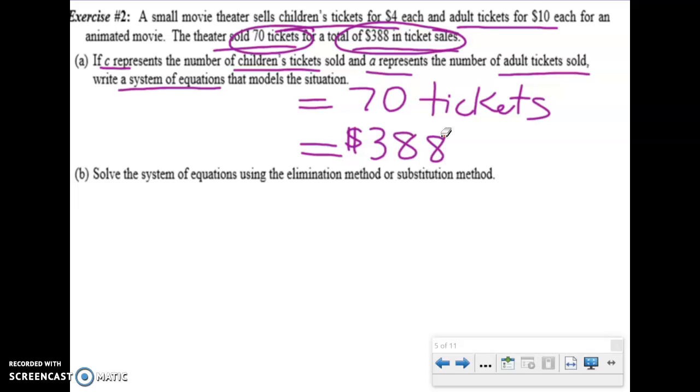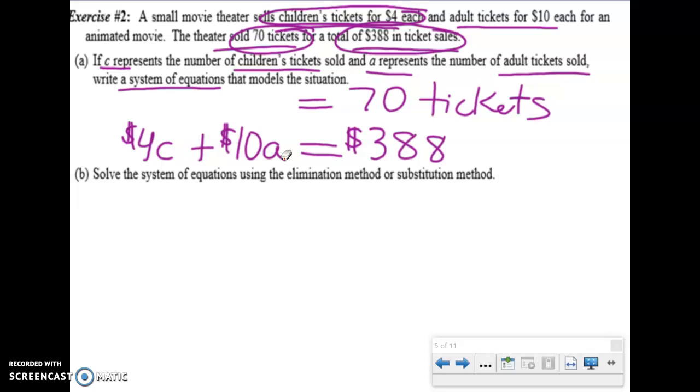How did we spend that? Well, let's go back to our question, what we annotated or underlined. It was $4 for a kid's ticket, $10 for an adult. So that means it's $4 for every kid's ticket we purchase and $10 for every adult. And notice how the money sticks with the money total. The $4 and the $10 with the number of tickets sold equals $388.